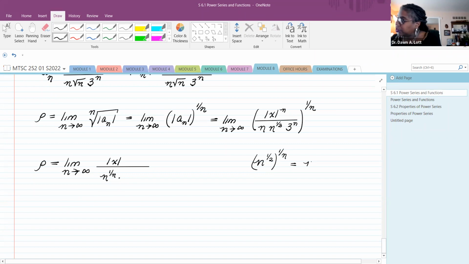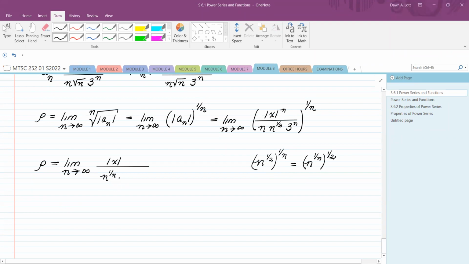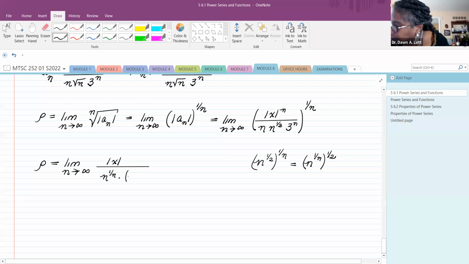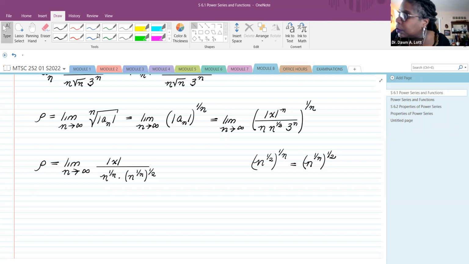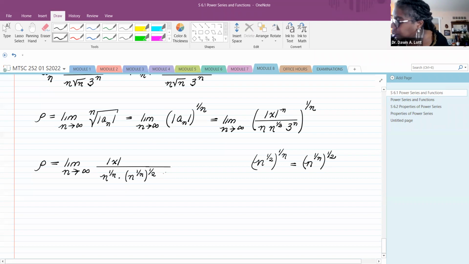I can write that as n to the 1 over n to the 1/2 power. Does everybody see that? So I'm going to write this as n to the 1 over n to the 1/2 power. I'm going to extend my line here. And then I get 3 to the n to the 1 over n, so that just gives me a 3.